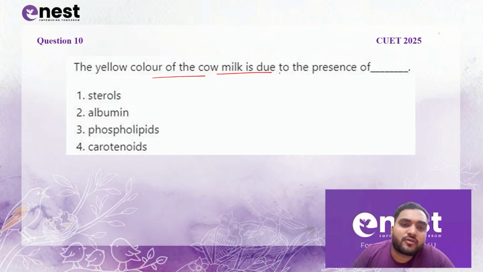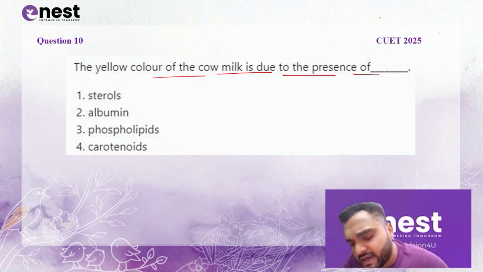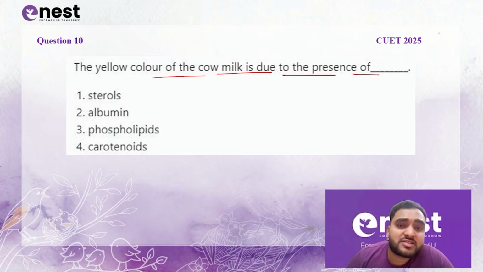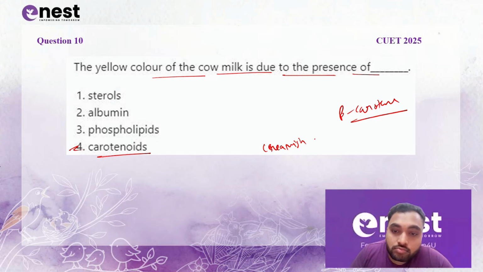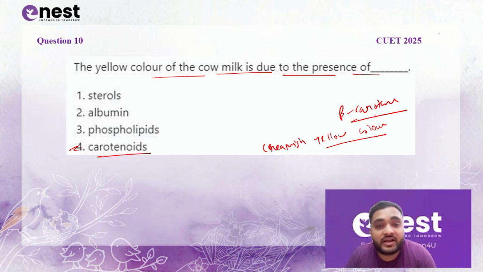The yellow color of the cow milk is due to the presence of, and we have discussed this n number of times in the batch, that buffalo milk is white because of casein and cow milk is yellowish because of carotenoids. So fourth is the right option for this question. Now, how does this actually happen? Cows convert the dietary plant pigment. That means whatever fodder they eat, they convert that plant pigment partially to beta carotene. Now beta carotene remains in the milk fat, which gives the creamish yellow color to the milk.